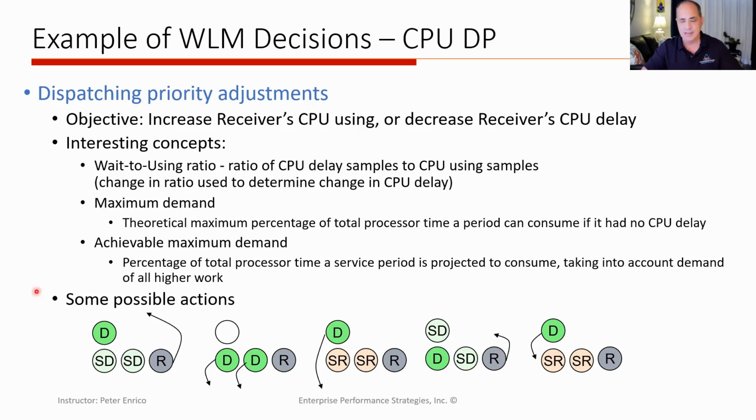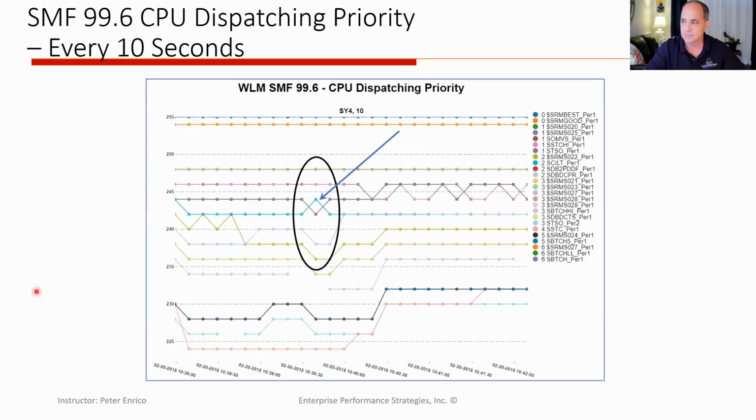And the reason I mention that is that those are all decisions WLM is considering before WLM actually changes the dispatching priority. So whenever you see something like this when looking at dispatching priorities, where WLM raised this guy's dispatching priority and lowered this guy's dispatching priority, and you want to know why he did that. In this particular example, it might not be that interesting, but let's say the one he lowered was DB2 and the one he raised was STC low. You're going to want to know why that happened.